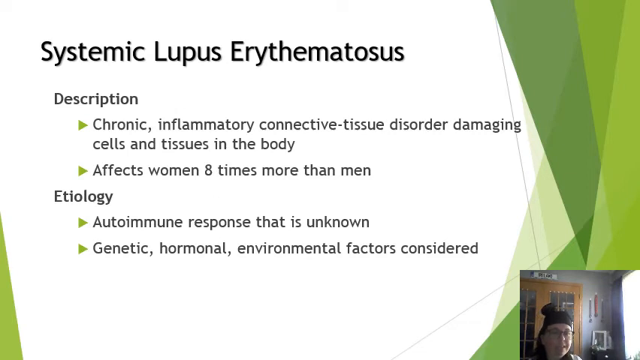All right, SLE, systemic lupus erythematosus. This is a chronic inflammation of connective tissue disorder damaging cells and tissues in the body. It affects women 8 times more than men, and it is an autoimmune disease. The response, though, is unknown. There can be a genetic link to it, as well as hormonal and environmental factors that should be considered.